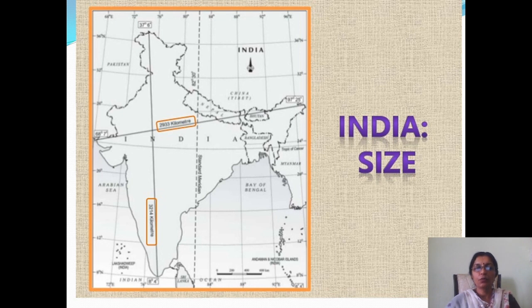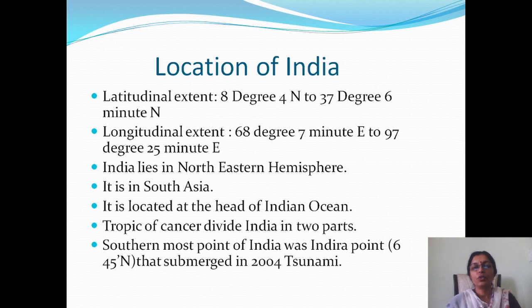See the distance from north to south and east to west. Now location of India. India is located at the head of Indian Ocean. It lies in southern part of Asia. It is situated above equator, that's why it is in northern hemisphere. It is situated to the east of prime meridian, so it's in eastern hemisphere. We may say India lies in northeastern hemisphere.